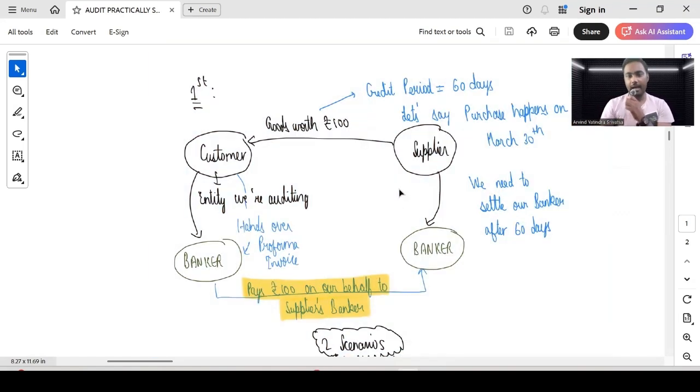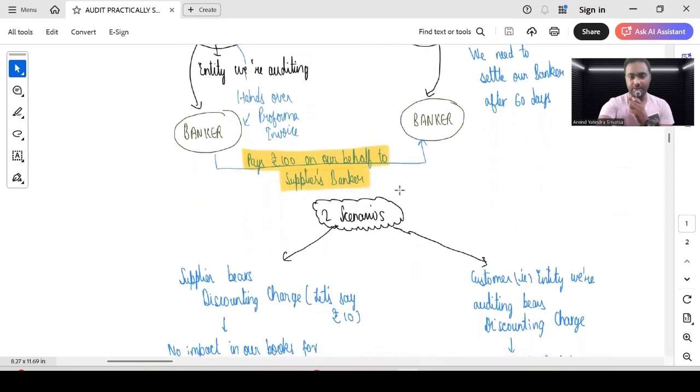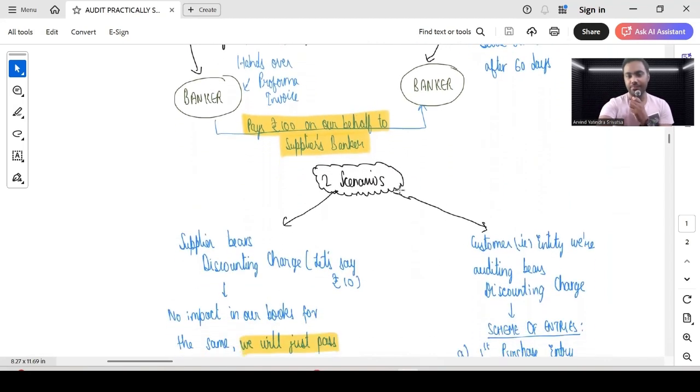So ultimately, on the 60th day, you do not have a liability towards your supplier. You only have a liability towards your banker, because your banker has already settled your supplier, and you need to settle your banker because he settled the supplier on your behalf. I hope this is perfectly clear, guys. Okay, so let's break this down into two scenarios. The first one is that the supplier bears the discounting charge. Let's say the discounting charge comes to rupees 10 and the supplier bears it.